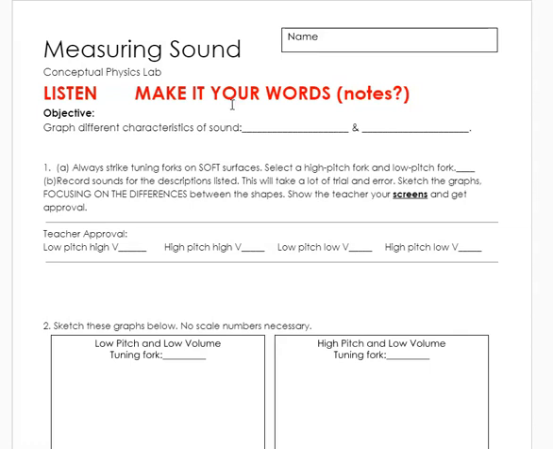Here are some hints about the Measuring Sound Lab. As you can see, we have the lab sheet here. I'm emphasizing that in this video you're going to need to listen, and also I'm emphasizing it's not about taking my words and writing them in here.